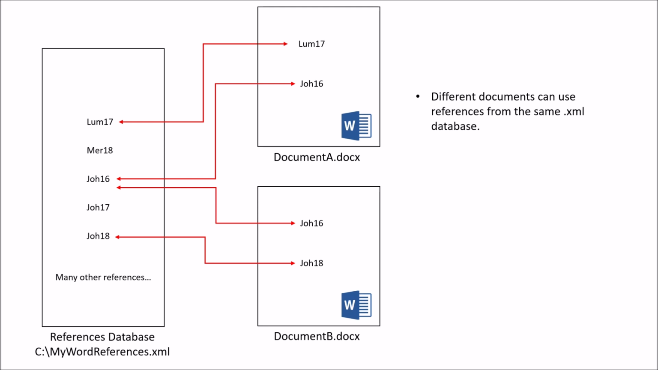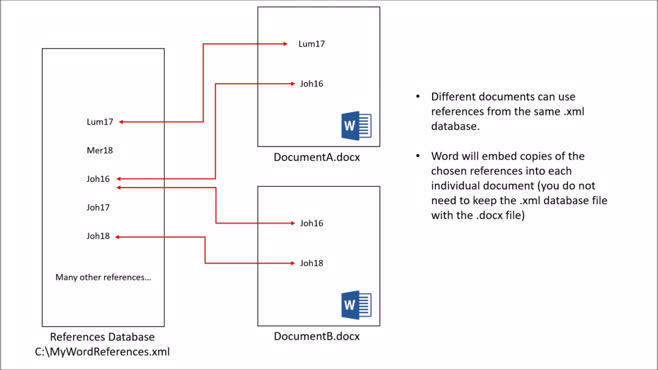It makes it appear that there's a dependency in the sense that both document A and document B seem to refer to or depend on the XML file in order to find the references. And initially that's actually true. But what we're going to see is Word is actually really smart about this. What happens is that when you add or use one of the references in the XML file, Word will actually embed a copy of that reference into the docx file.